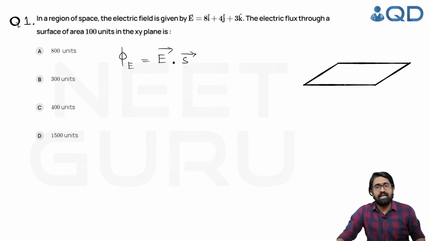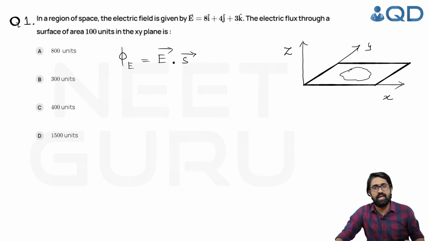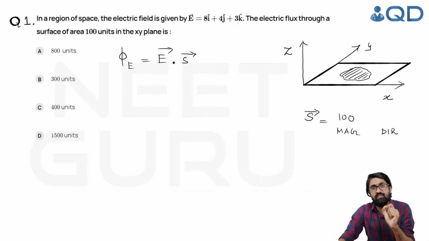This area here is on the XY plane. So please consider this is your x-axis, this is your y-axis, and this here is your z-axis. Now, the surface is somewhere here on the XY plane. We need to find S vector, and S vector will definitely have two components. One is its magnitude, which is given in the question, and its direction. Its magnitude is very clearly given as 100 units in the question, and the direction is to be found out.